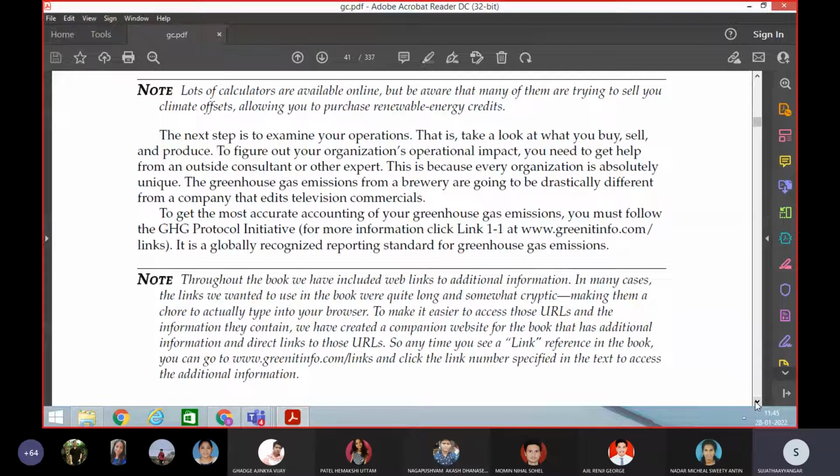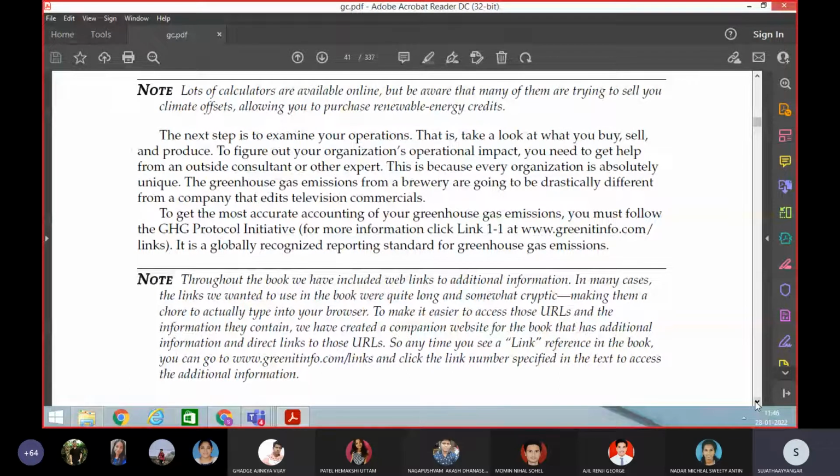The next step is to examine your operations. That is, take a look at what you buy, sell, and produce. To figure out your organization's operational impact, you need to get help from an outside consultant or other expert. This is because every organization is absolutely unique. We can't have a standard rule for this. How people work in a factory is totally different from how people work in a normal office, with an AC and just a table, chair and computer. In a factory there are so many machineries. At the same time, each and every office itself is different.